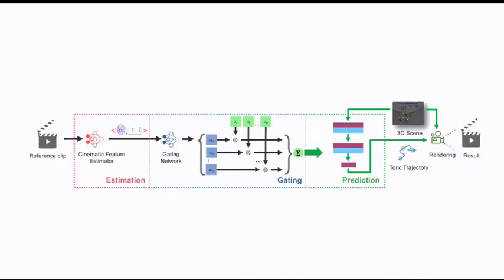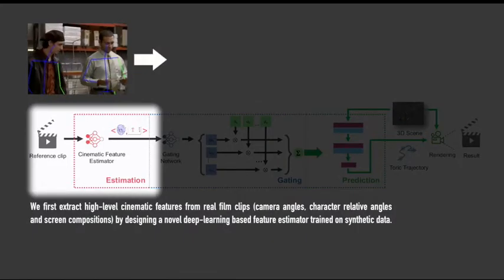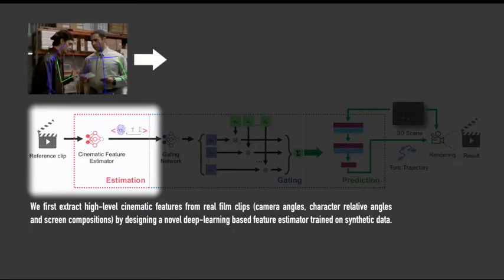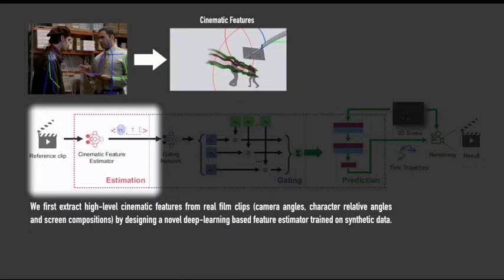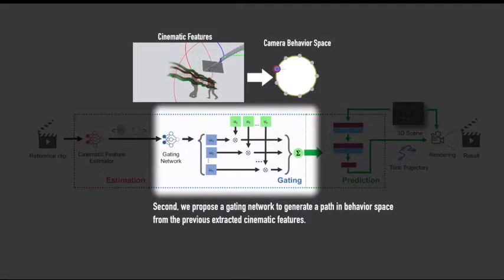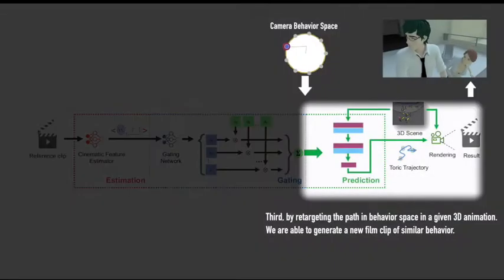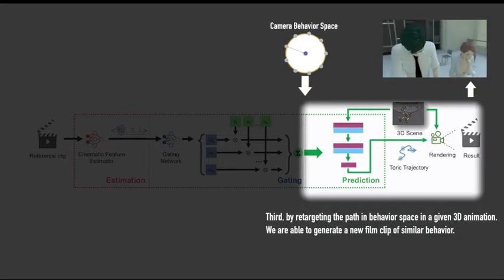Our system works as follows. We first design a cinematic feature estimator using a deep learning network, which is capable of automatically extracting high-level cinematic features from images, such as camera angles, 3D distances, layout of characters, and relative character configurations. Then, temporal sequences of cinematic features can be fed into a gating network, which is able to recognize the behaviors of the camera in a latent space representation, the camera behavior space. Finally, given a trajectory in the behavior space, we use a prediction network to compute the sequence of camera poses given a known 3D character animation.